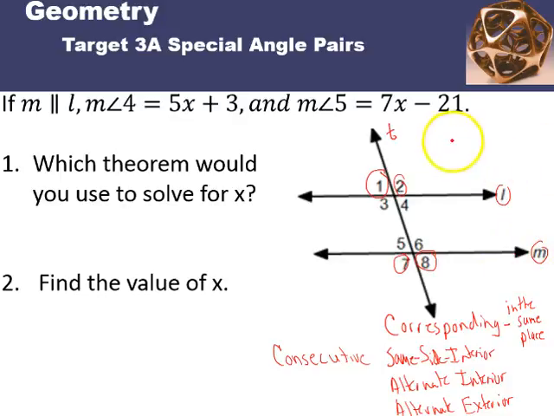And then we have vertical angles. And we remember, vertical angles happen whenever I have an X. So right here I have an X. 2 and 3 are a pair of vertical angles, and so are 1 and 4. And here I have another X, so 6 and 7 and 5 and 8 are vertical.